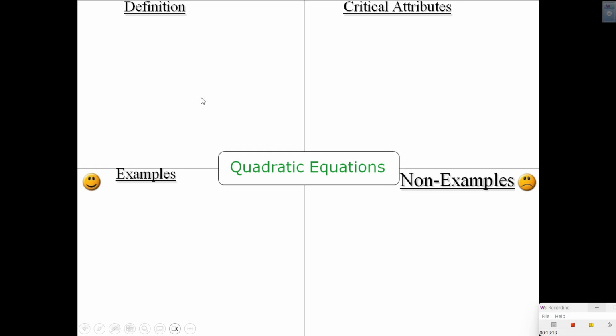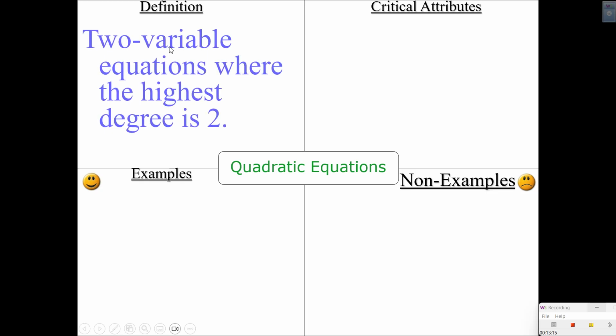All right, quadratic equations. What are they, Mr. Q? Here it goes. They are 2 variable equations where the highest degree is 2. Quadratic equations are 2 variable equations where the highest degree is 2. What are quadratic equations? 2 variable equations where the highest degree is 2.